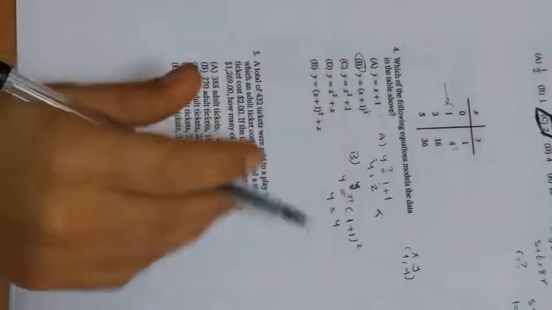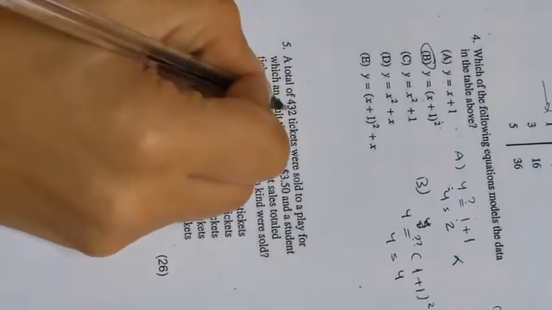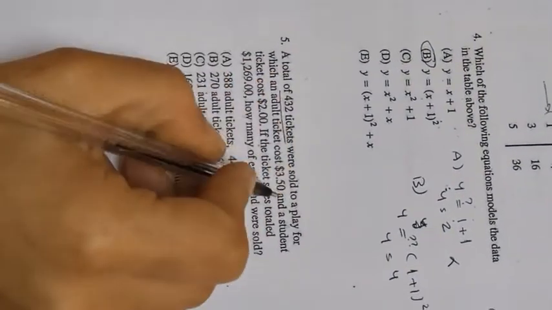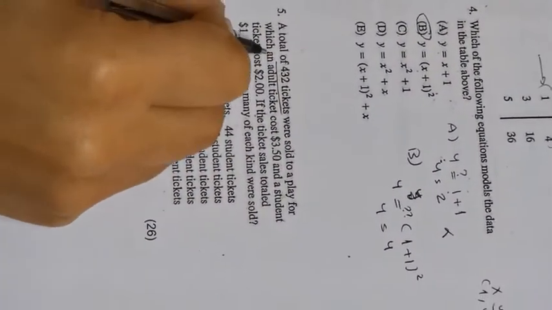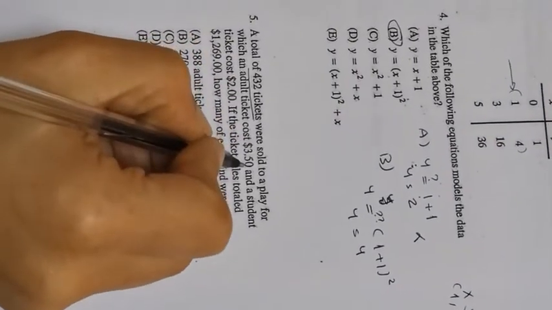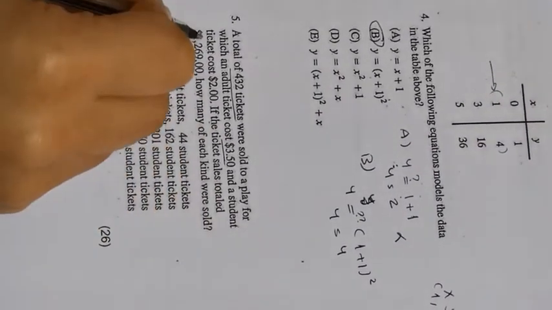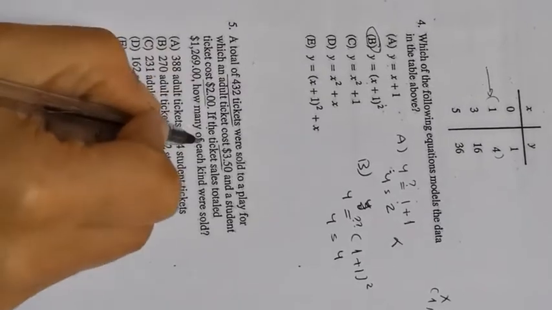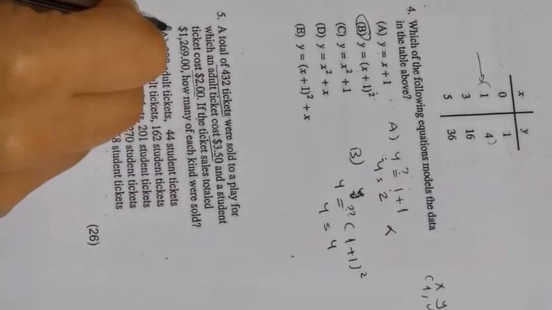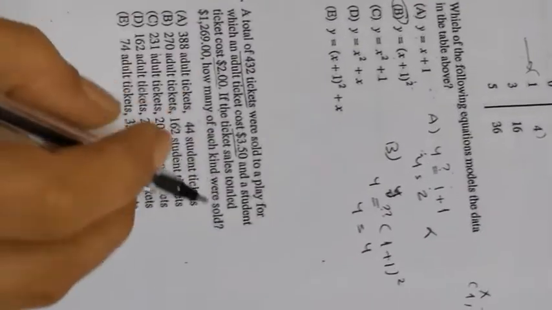Okay, question 5. A total of 432 tickets were sold to a play for which an adult ticket cost $3.5 and the student ticket cost $2. If the ticket sales totaled $1,269, how many of each kind were sold?